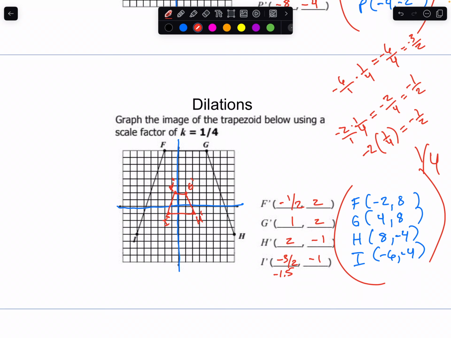You can also look at it as the distance from here to the origin and from here to the origin is 1/4 that length.